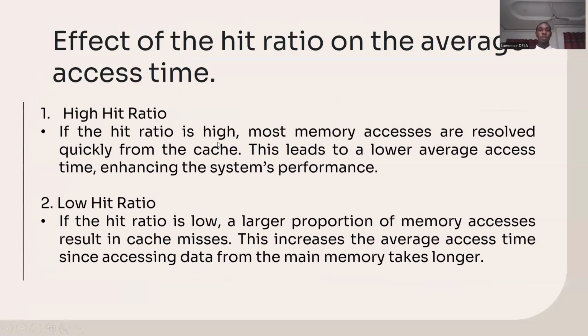So when we say high hit ratio and low hit ratio, what do we mean by those? If the hit ratio is high, most memory accesses are resolved quickly from the cache. This leads to a lower average access time, enhancing the system's performance.